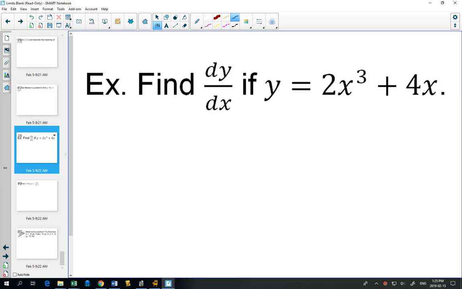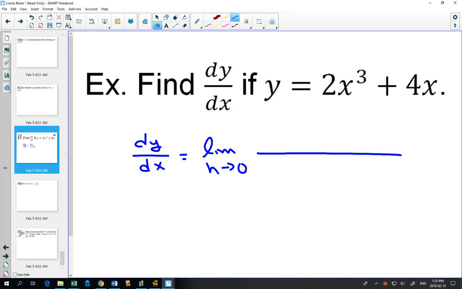So we're going to rewrite our definition of our derivative. In this question, it's asking for this notation, so we're just switching between different notations. Our definition has f of x plus h minus f of x over h. Of course, we don't have function notation here, but f of x is just another way of saying y.